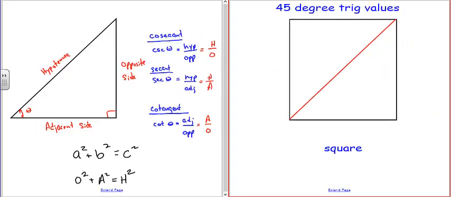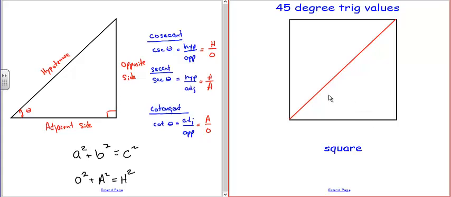Now, just like we did in the previous section, let's review. If you want to find the trig functions associated with a 45-degree angle, last time we just said it was a triangle with equal sides, equal length sides.